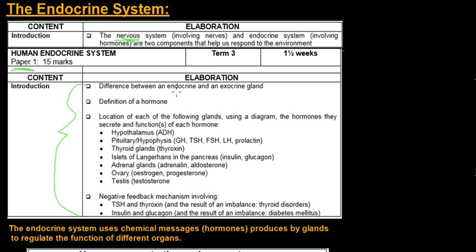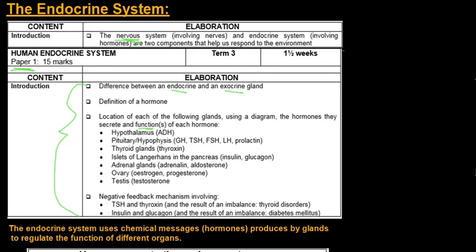So we are going to look at the difference between an endocrine and an exocrine gland, which should not be strange to you as you have done that in grade 11. Then the definition of a hormone. We're going to look at the glands and where they are found, and then the hormones that they release and what the functions of those hormones are. And then lastly, we'll look at the negative feedback mechanism, specifically for TSH and thyroxine, and then insulin and glucagon.